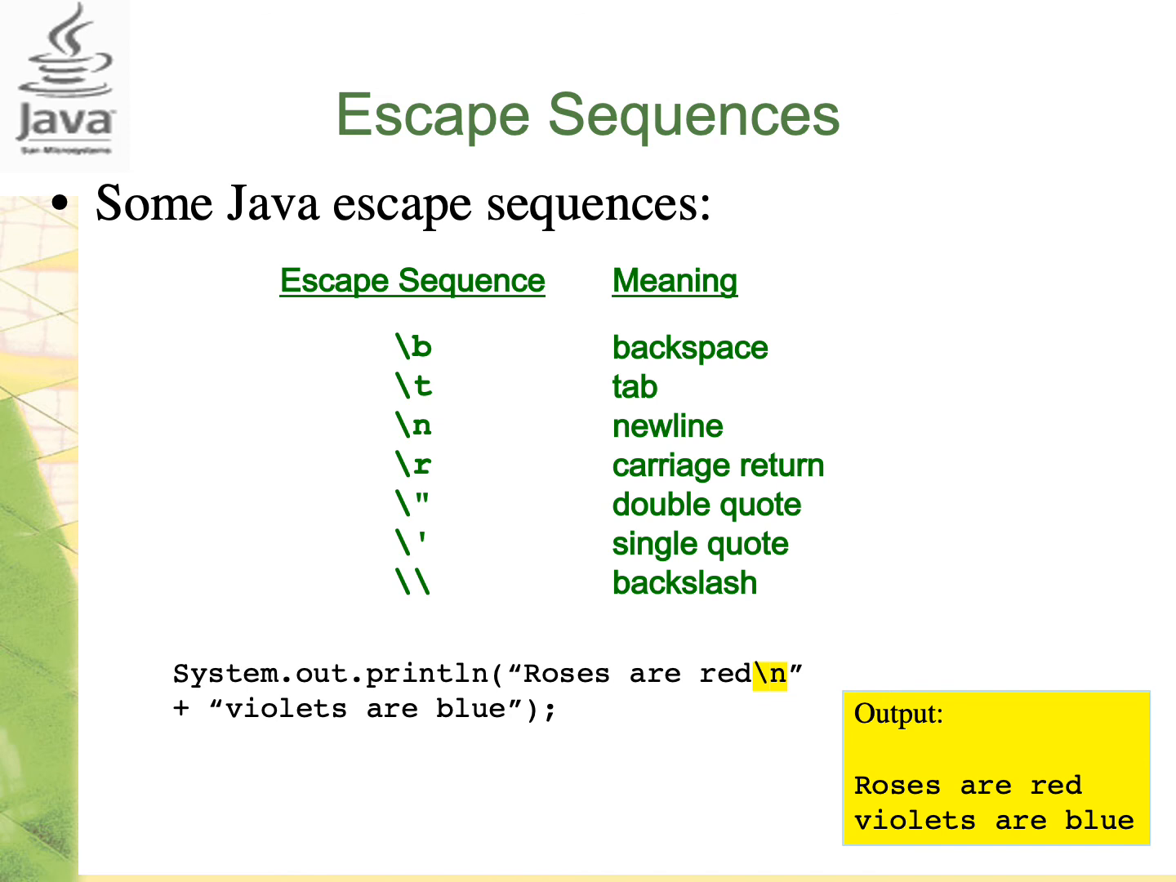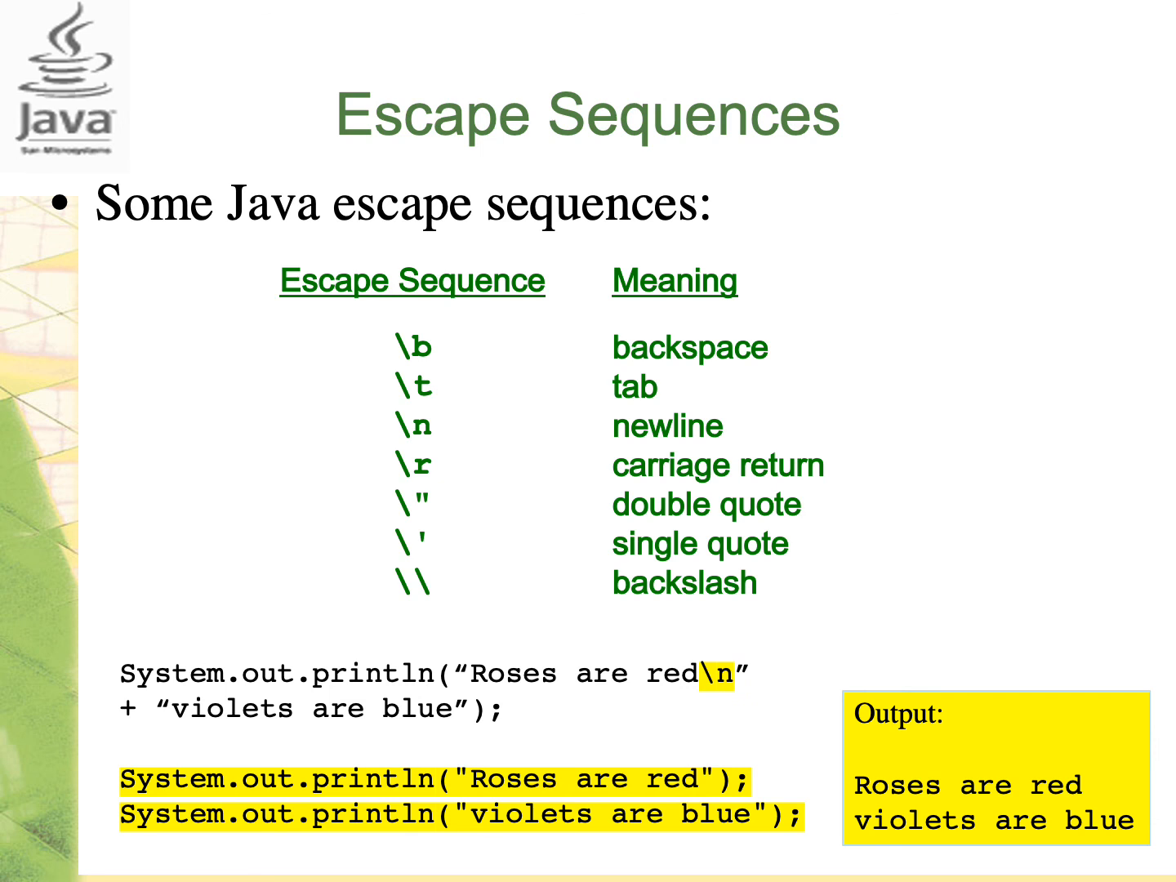\n, new line. It is useful when you want to get to a new line within your sentence or at the end of it. For example, if we have roses are red \n violets are blue, the output that you will get is roses are red in one line and in the next line, violets are blue. This is exactly the same if you write it within two println statements. So, it can be rewritten as System.out.println, roses are red, and another System.out.println, violets are blue. So it depends on which way you prefer for your code, whether to use the escape sequence or to use several println methods.